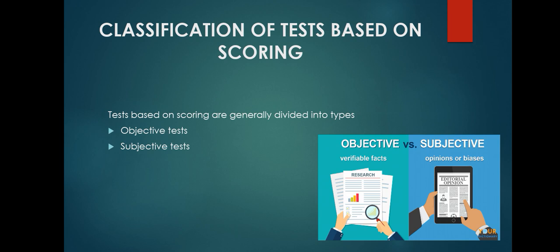So next is the classification of tests based on scoring. Tests can be classified by how they are scored. There are mainly two types of tests, objective test and subjective test.